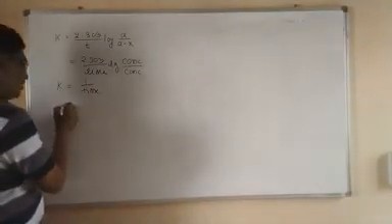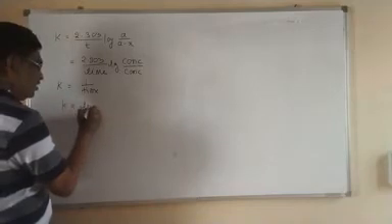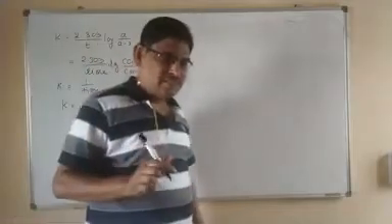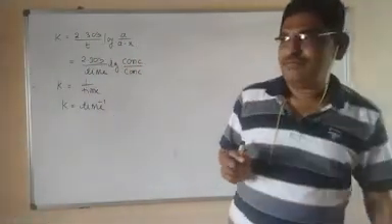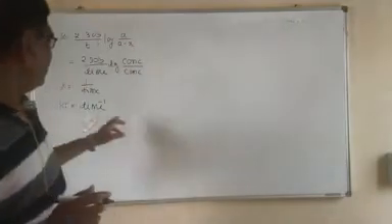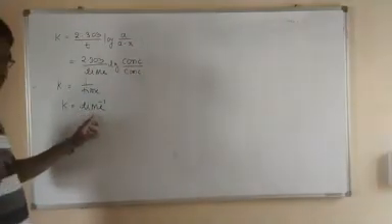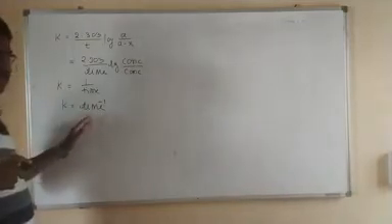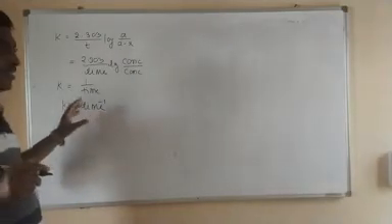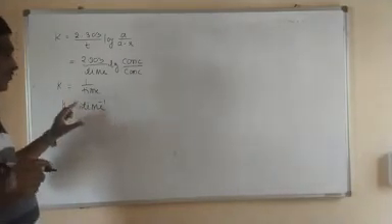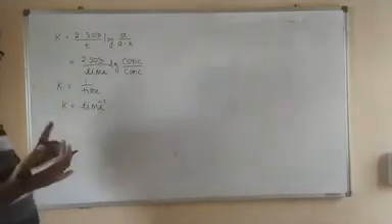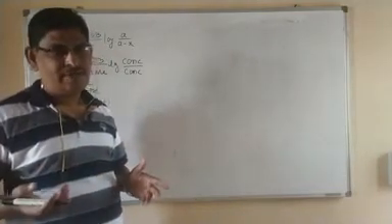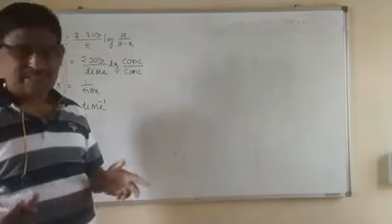Therefore, rate constant capital K has the unit time raised to minus 1. If time is expressed in seconds, the unit of rate constant will be second inverse. Similarly, minute inverse, hour inverse, day inverse, or year inverse. This is the method of writing the unit: second inverse, minute inverse, hour inverse, day inverse, or year inverse, depending upon the unit in which we express time.